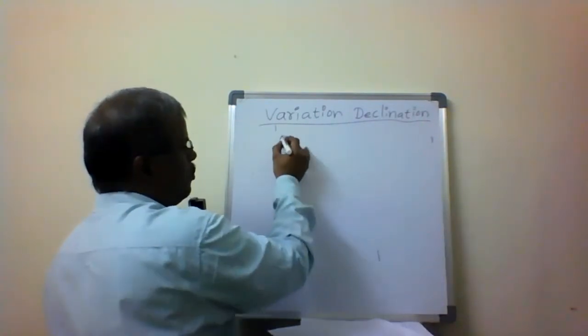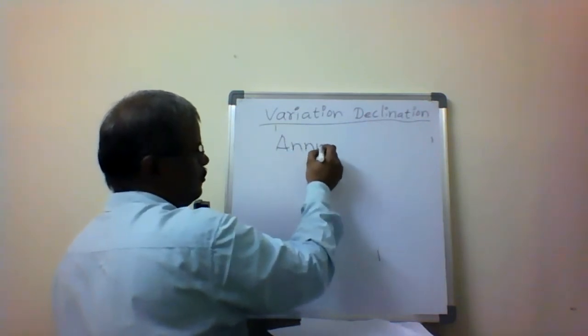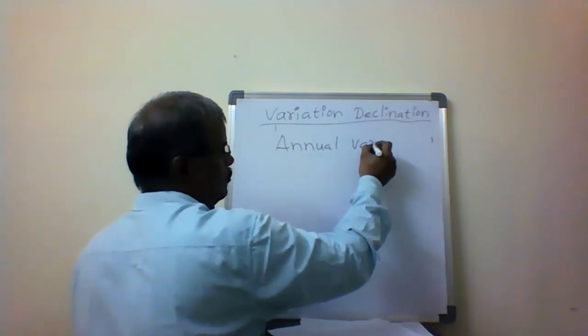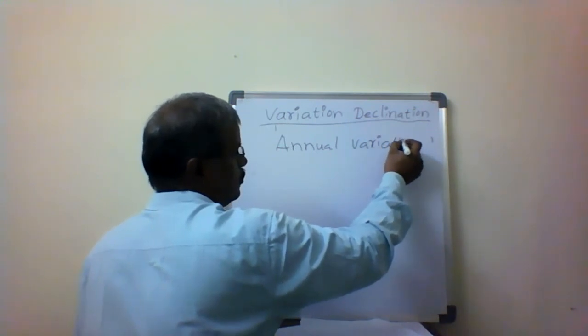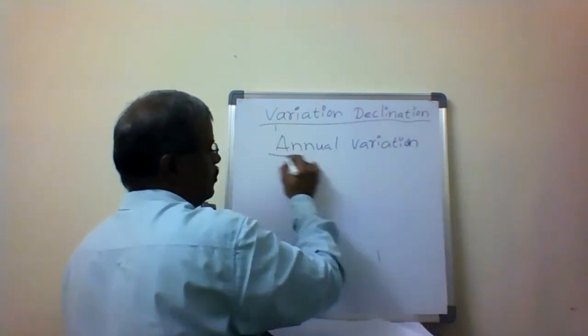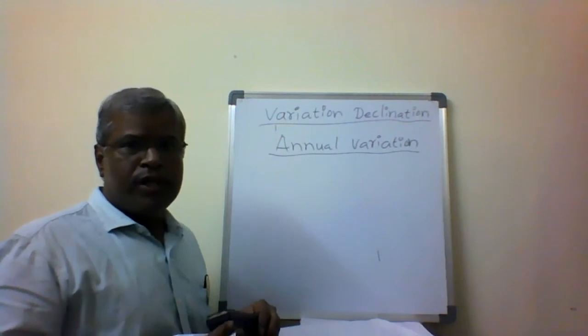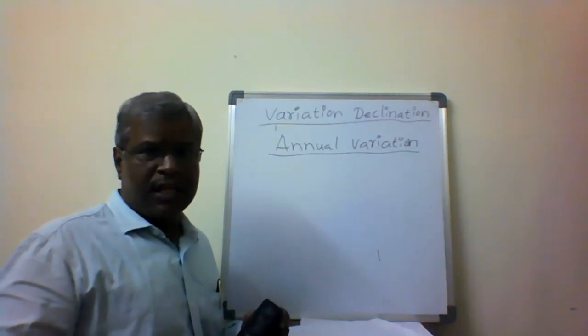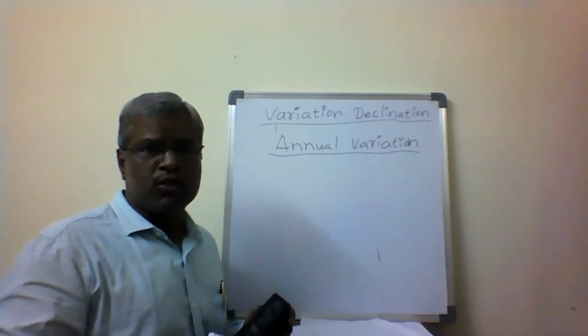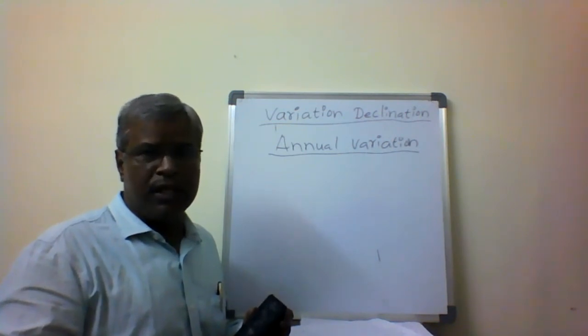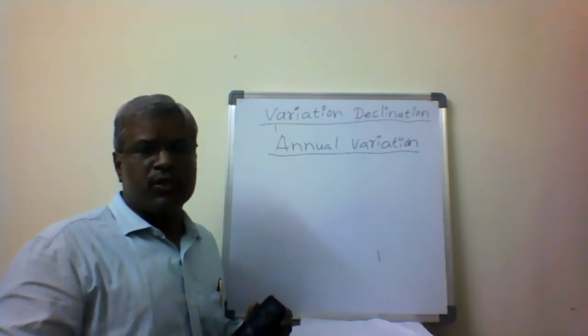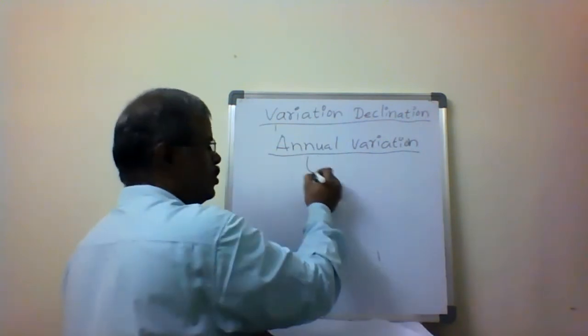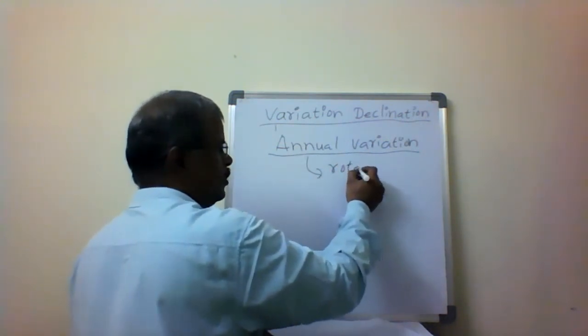Then the other one is called annual variation. The term itself gives the meaning, yearly. So the variation occurs yearly, and this is because of the rotation of the earth. Annual variation is attributed to the rotation of the earth.